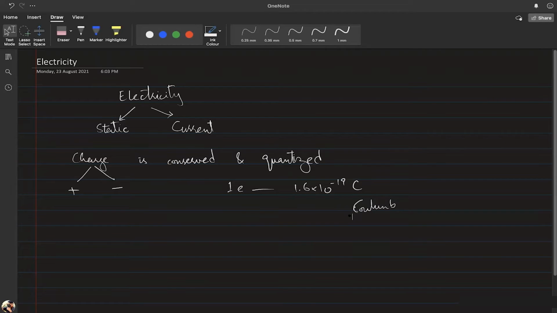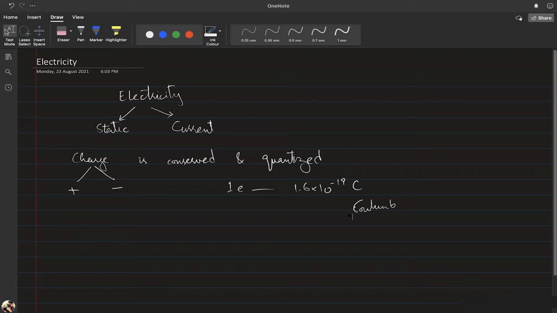Okay, so positive के ऊपर ये positive 1.6 in 10 पर minus 19 है, जिसको हम positive 1e बोल सकते हैं, और negative के ऊपर negative इतना है, and the charges are the same, which is why matter is usually neutral, because the number of protons and electrons in any atom, they are equal. So they bring equal amount of charge, but it's opposite in terms of sign, so it cancels out.